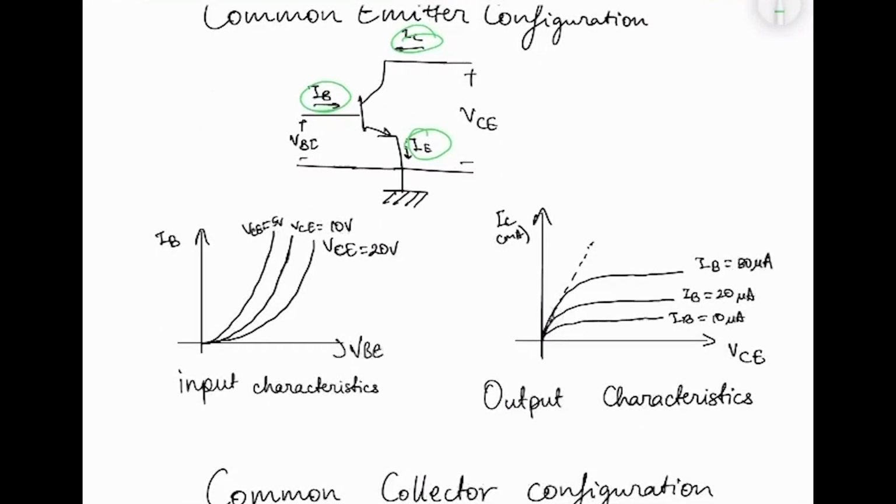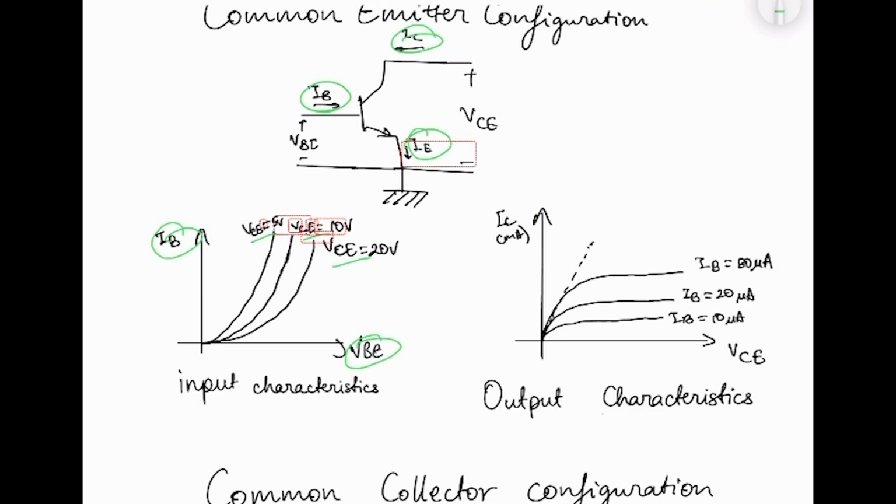Moving to the input characteristics, the plot between IB versus VBE will be constant for a constant value of VCE, and shows an exponential rise in IB with respect to VBE.